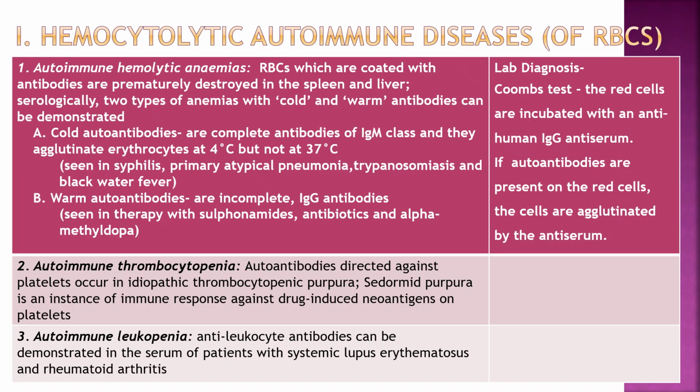Second, autoimmune thrombocytopenia. Autoantibodies directed against platelets occur in idiopathic thrombocytopenic purpura. Sedormid purpura is an instance of immune response against drug-induced neoantigens on platelets. Third, autoimmune leukopenia. Anti-leukocyte antibodies can be demonstrated in the serum of patients with SLE and rheumatoid arthritis.